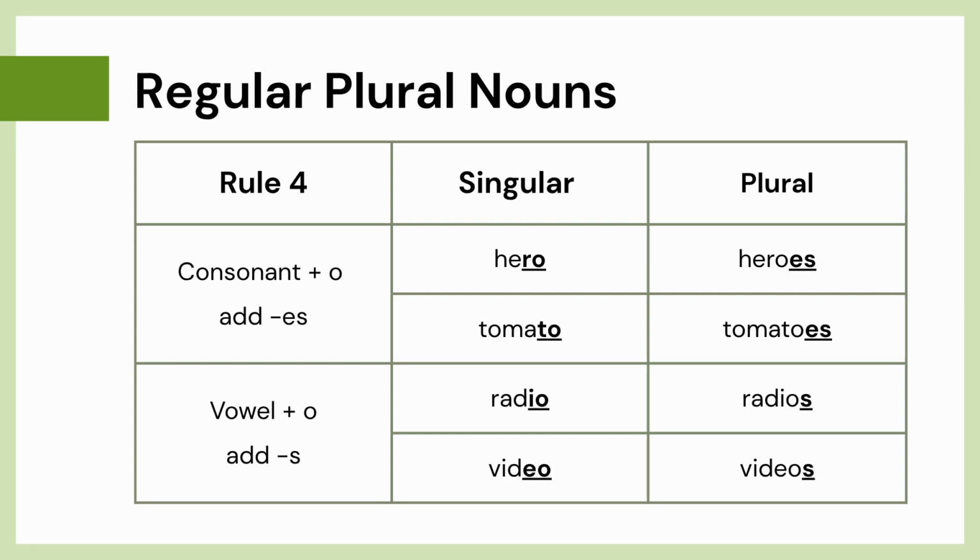Let's add s for those words that end in vowel plus o, like radio. Last two letters, I and O, both vowels. Let's add s at the end, radios. And video, E, vowel, plus O, and let's add s, videos.